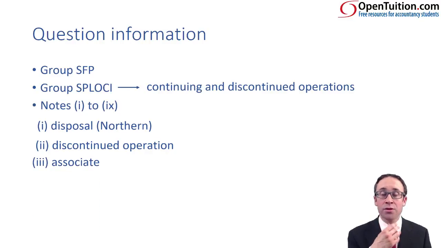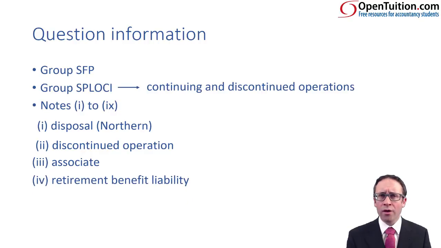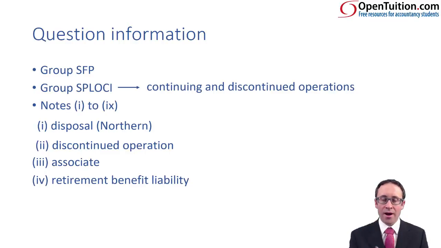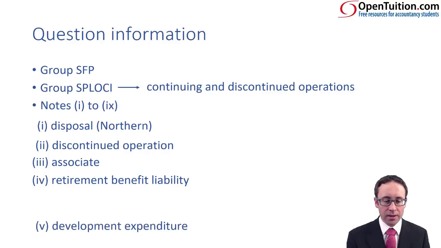You've then got a bit of information to do with the associate. There we're looking at share of profits of associate and dividends received from associate. Number 4, I think the key words you pull out straight away are retirement benefit liability. What does that shout at you? Yeah, pensions. So we're looking at IAS 19 and pensions, aren't we? Again, we're looking at any inflows or outflows to the pension scheme, and any non-cash items such as service costs.